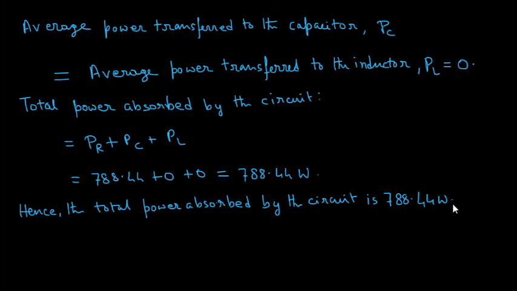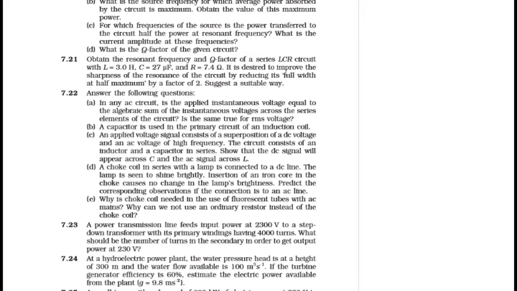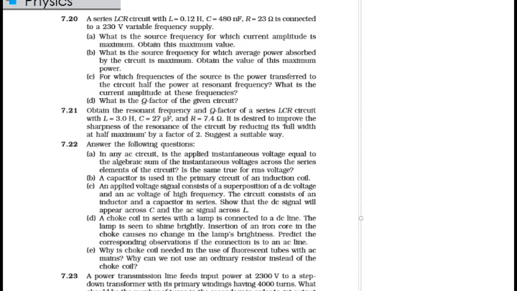Let us see the next question. Now we'll solve question number 7.20. A series LCR circuit with L equal to 0.12 H, C equal to 480 nF, R equal to 23 ohm is connected to a 230-volt variable frequency supply.